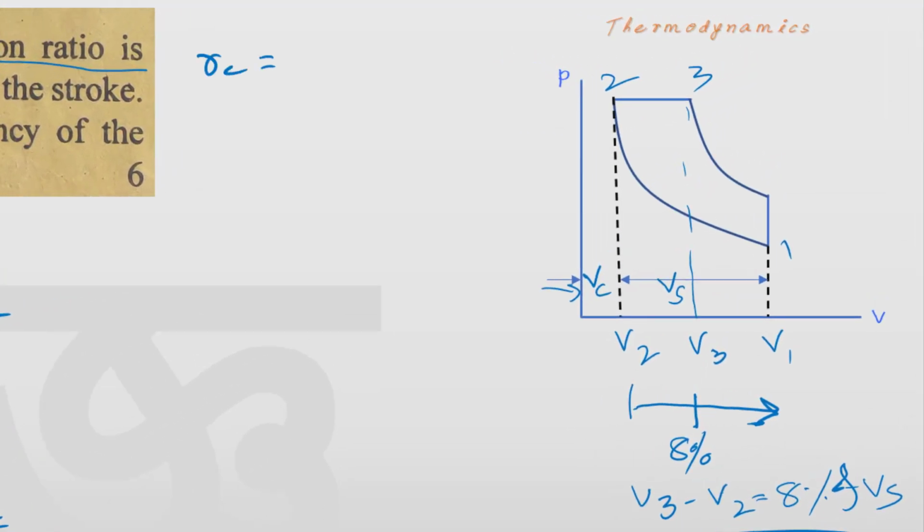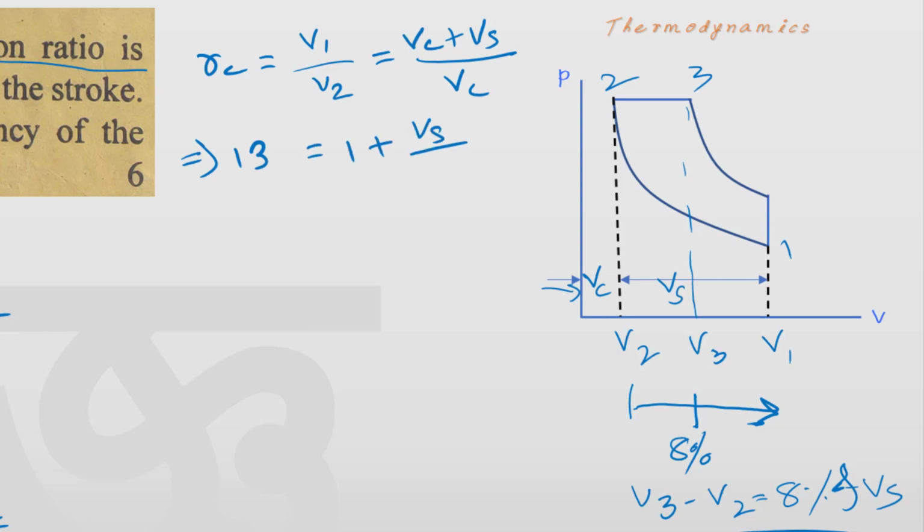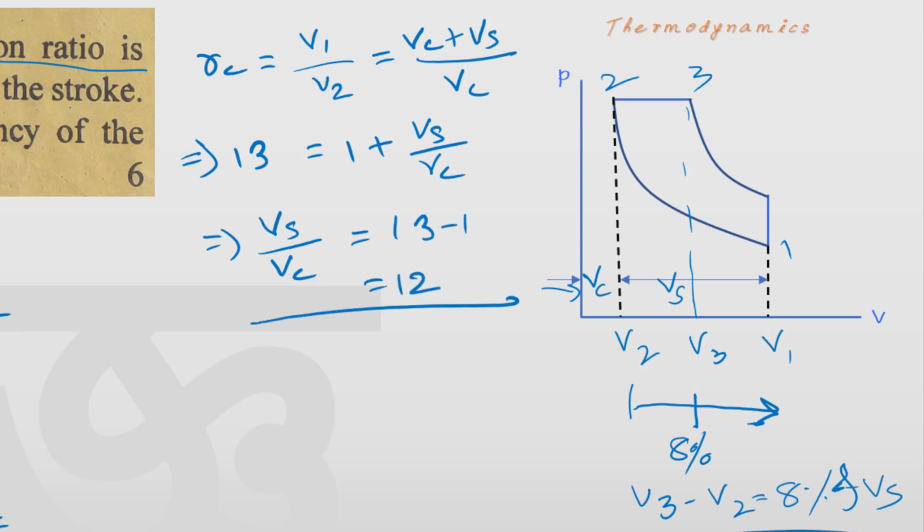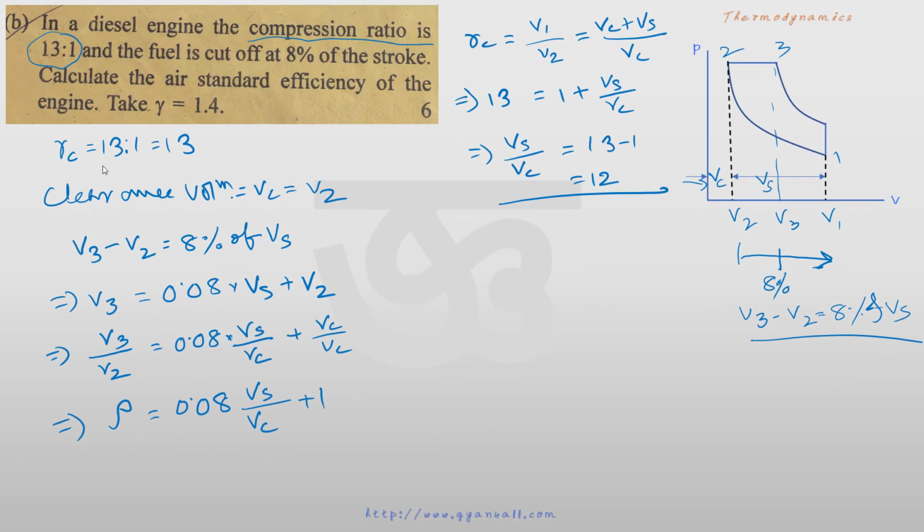Rc is equal to V1 by V2, and this is also equal to Vc plus Vs divided by Vc. So Rc is given as 13, and that is equal to 1 plus Vs by Vc. Vs divided by Vc is equal to 13 minus 1, that is equal to 12. So we'll use this value. If we put that value, 0.08 into 12 Vs by Vc plus 1, that will be equal to 1.96. So cutoff ratio is 1.96.